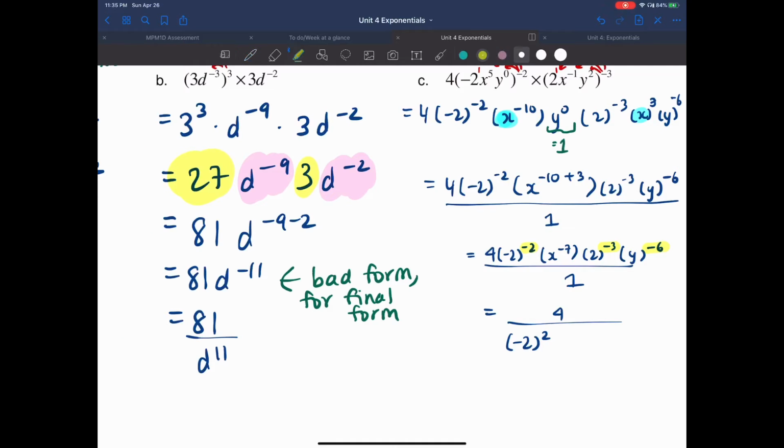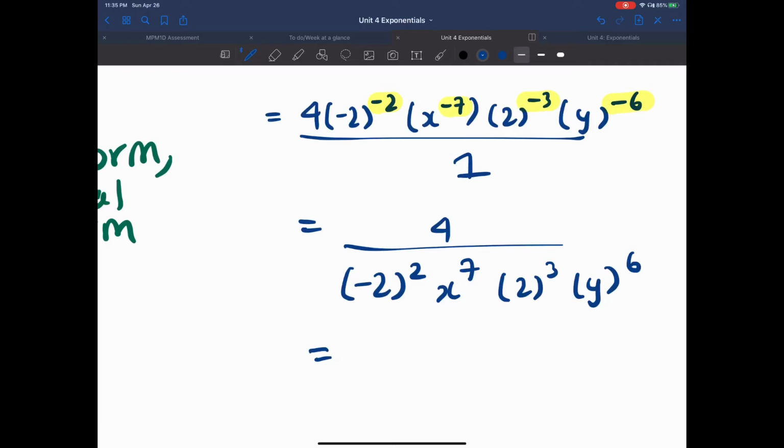I'm highlighting the terms that have negative exponents. And so I'm going to start bringing them to the bottom. So I have -2 to the exponent 2, x to the 7, 2 to the 3, and y to the 6, all in the denominator.